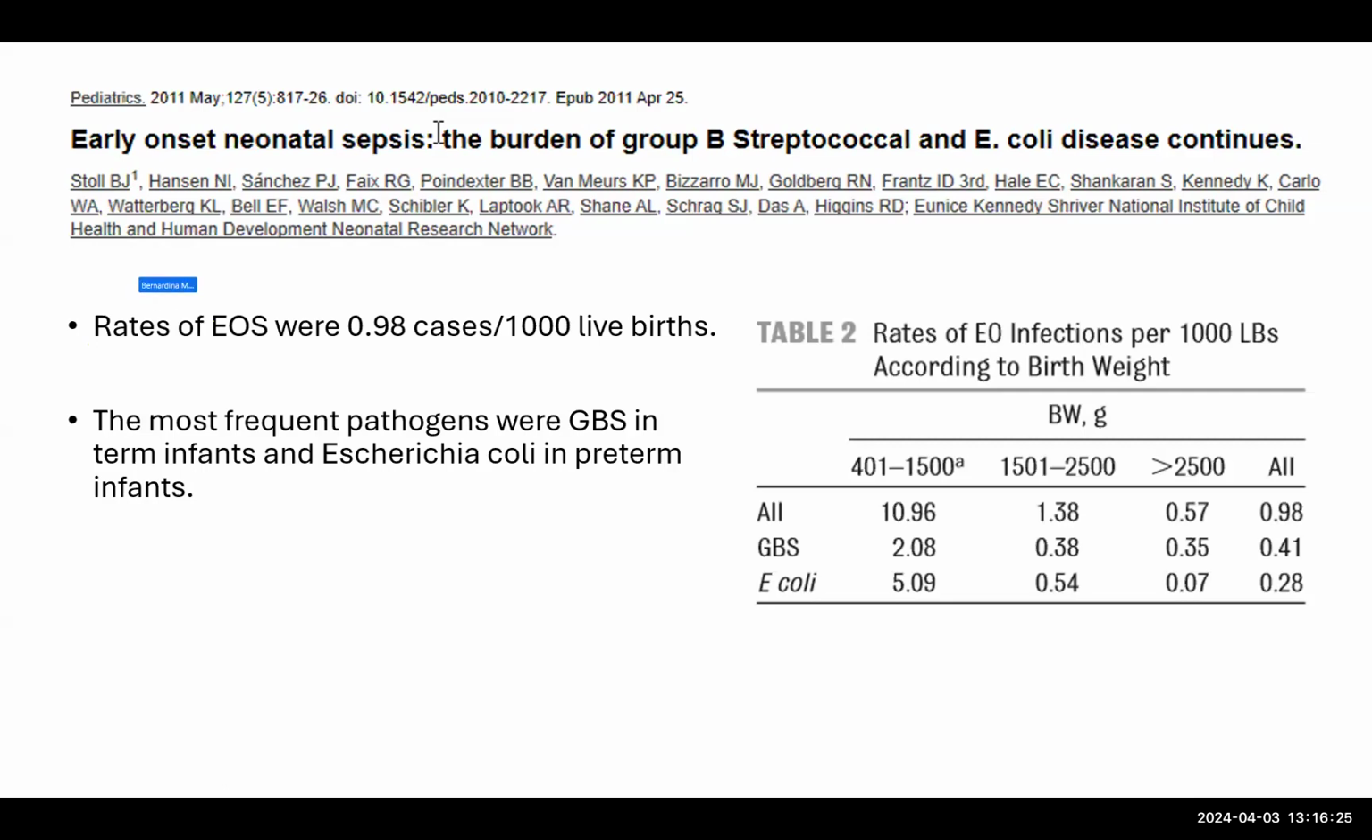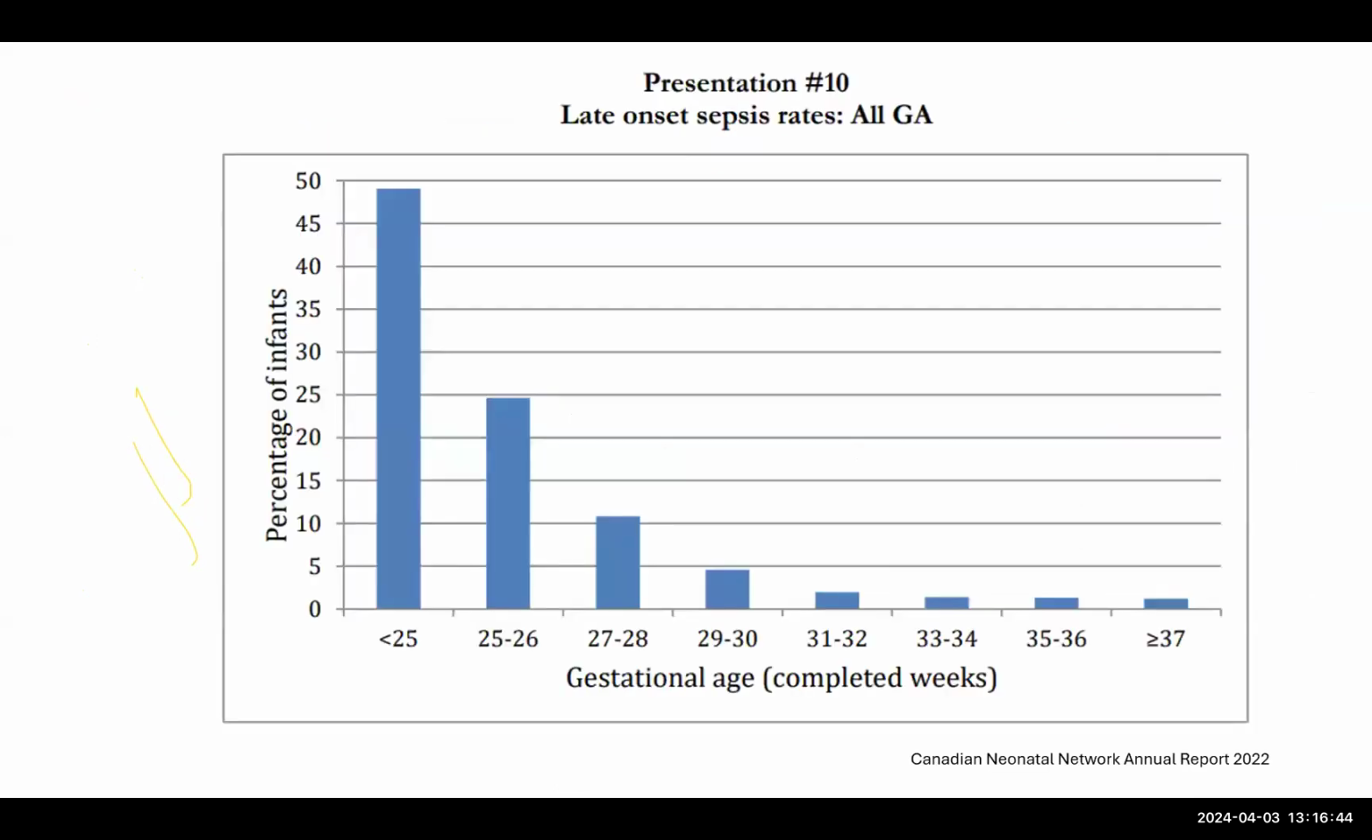And people have been concerned about the emergence of resistance among the E. coli in both early onset sepsis and late onset sepsis. Late onset sepsis rate, I copied this from the Canadian Neonatal Network annual report. You can see that among those born at less than 26 weeks, less than 27 weeks, at least a quarter to almost one third, more than one third of them will have at least an episode of culture-proven sepsis during their stay.